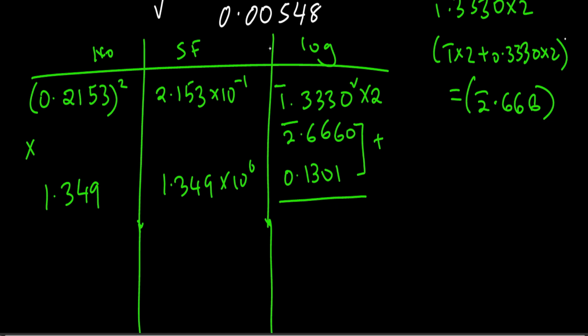So remember this is 0. So 0 plus 1 is going to give you 1. 6 plus 3 is 9. 6 plus 1 is 7. So it's going to be bar 2.7961.